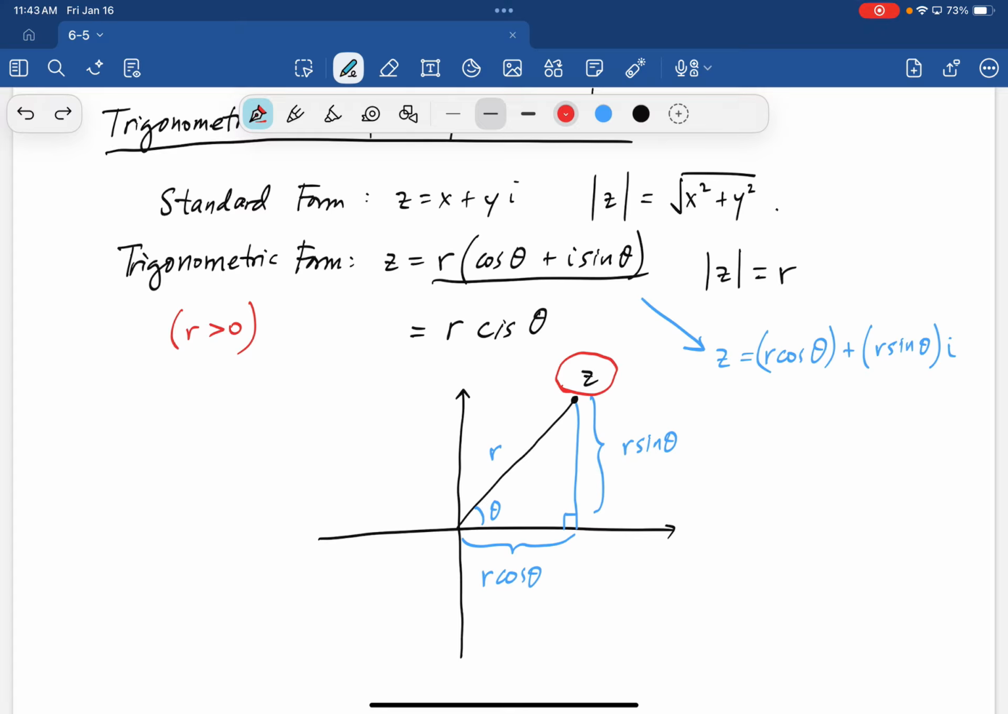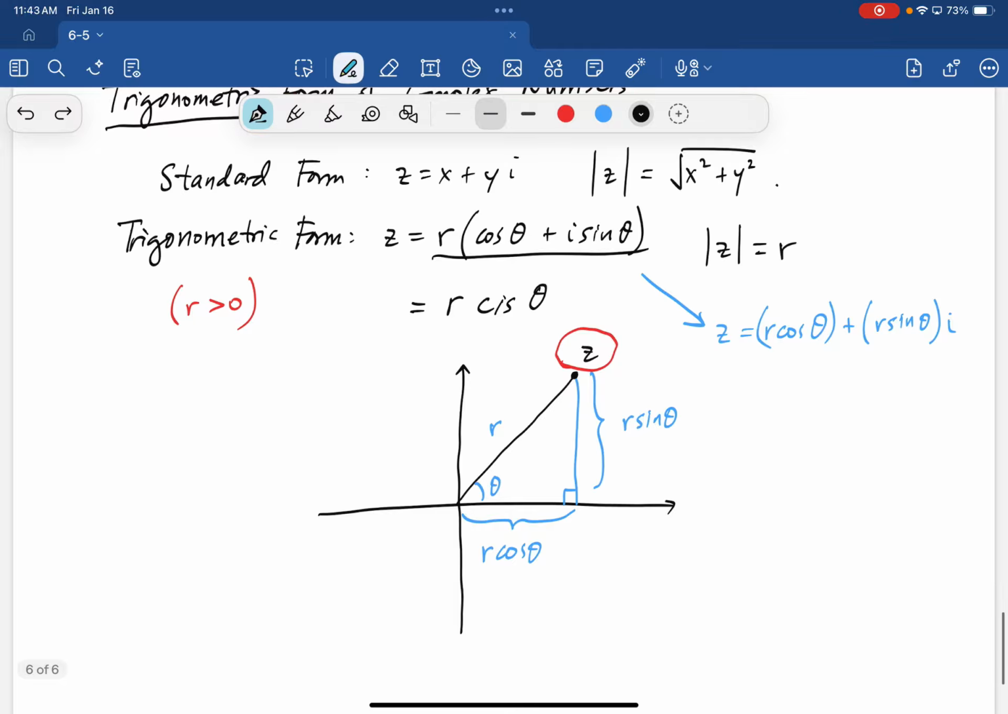You guys learned polar coordinates in algebra? Polar coordinates? Maybe not. Like at the North Pole? Yeah, polar bear, polar. Wait, what are the coordinates in North Pole?